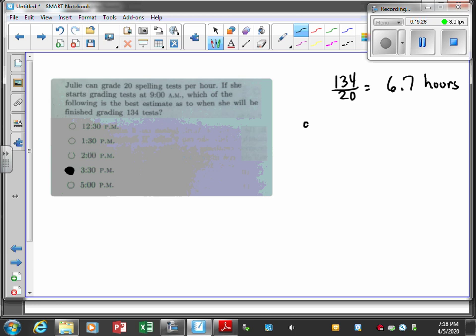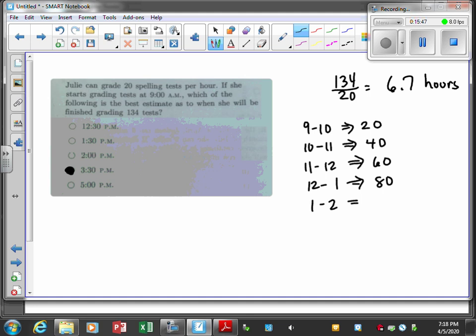But if you need to jot that down on paper, from 9 to 10, she has 20 papers. You can do it this way too. From 10 to 11, in that hour, she graded 20 more papers, so she's up to 40. From 11 to 12, she graded 20 more. From 12 to 1, 20 more. From 1 to 2, 20 more. From 2 to 3, 20 more. And you can see from 3 to 4, she's up to 140, and we're looking for that 134 mark, so it's going to be in between there. A couple different ways to do that, whatever you're more comfortable with.